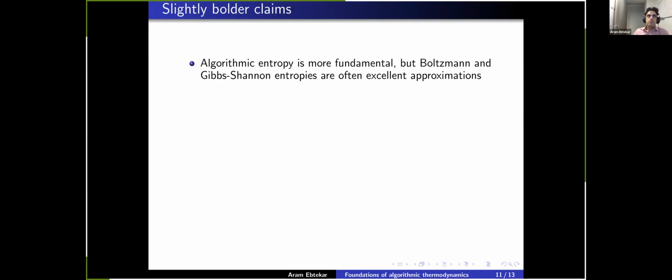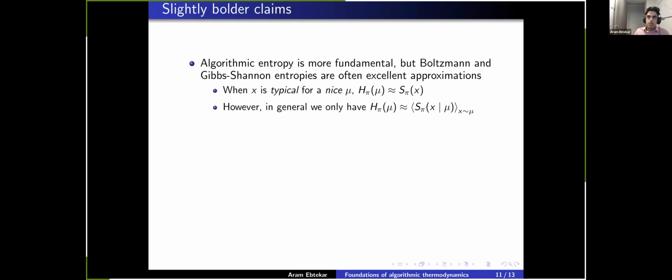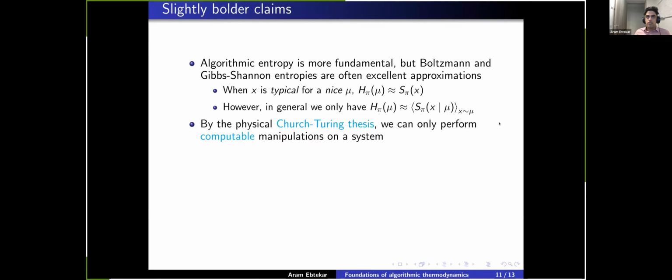So, some of the bolder claims I want to make here: the algorithmic entropy, I think, is the more fundamental entity we should be thinking of, the philosophically correct thing when we talk about entropy. But the Boltzmann and Gibbs entropies are excellent approximations. In nice situations, for nice distributions, and with x being typical for that distribution, we get that these two entropies are actually the same. And so it doesn't matter which one we use. But in the general case, we have this weaker relationship.